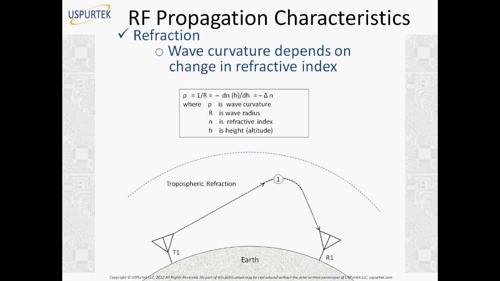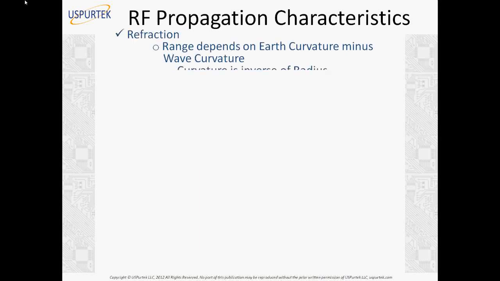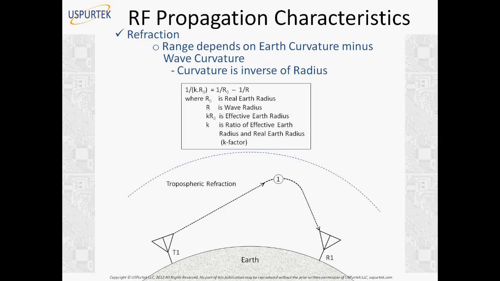Well, then comes the refraction, in particular the tropospheric refraction. How much the radio waves curve through the atmosphere depends on the change in refractive index. So this is the mathematical formulation of the wave radius, the refractive index and the height. Again, you can read this at leisure, and any textbook will describe that too. I just put it there for reference. Curvature is the inverse of radius, of course.